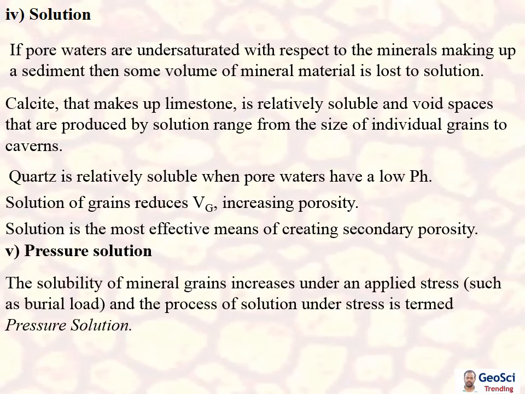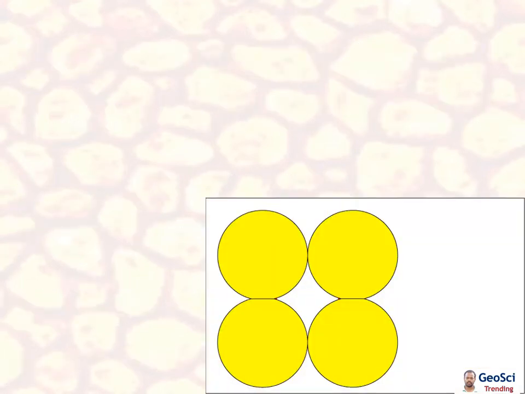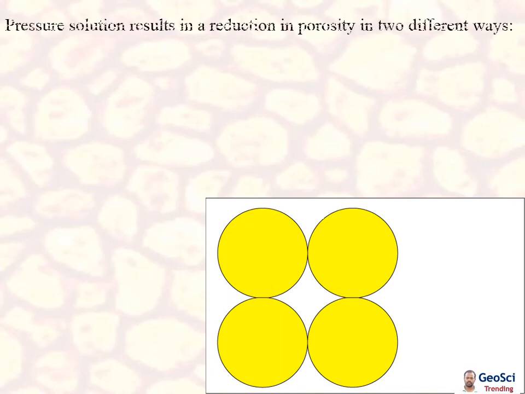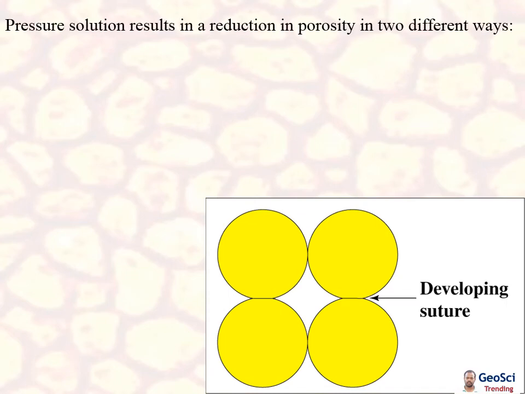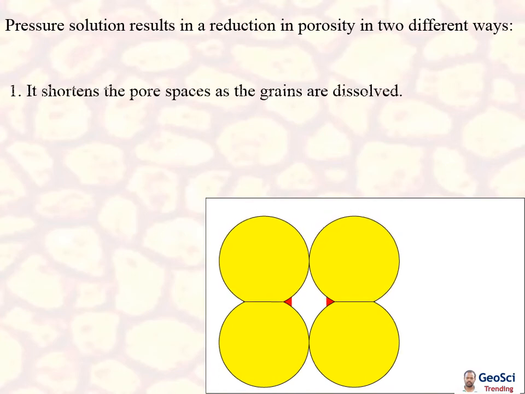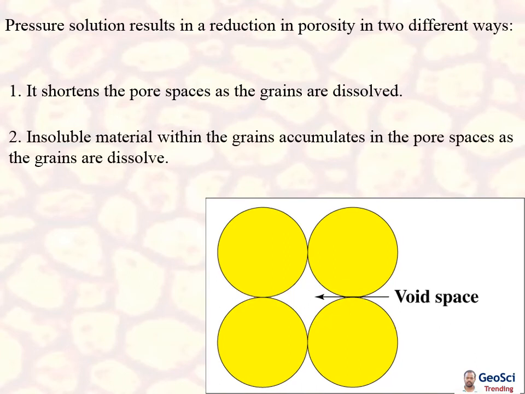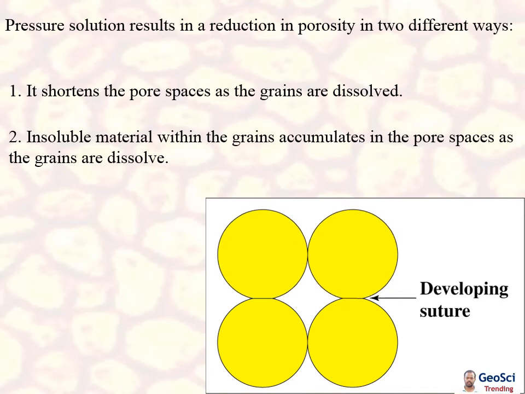Pressure solution: the solubility of mineral grains increases under applied stress, and the process of solution under stress is termed pressure solution. Now look at this figure. You can see void space. Pressure solution results in a reduction in porosity in two different ways. One is that it shortens pore spaces as grains are dissolved. The second is that insoluble material within grains accumulates in the pore spaces as grains are dissolved.